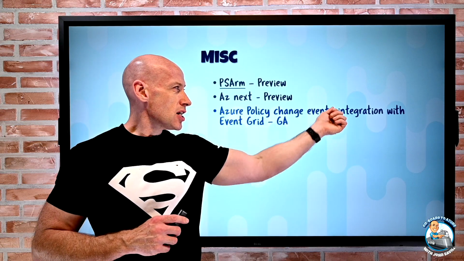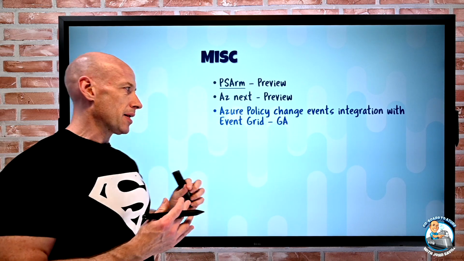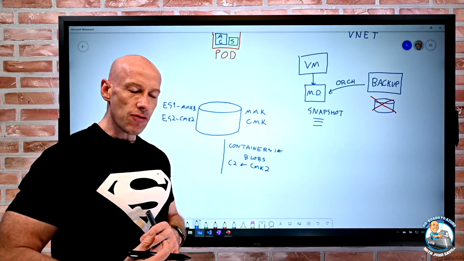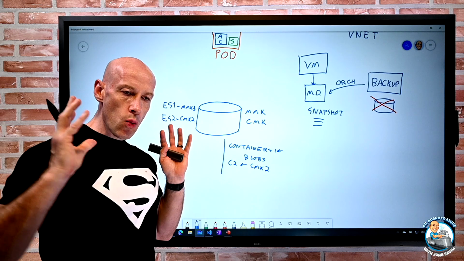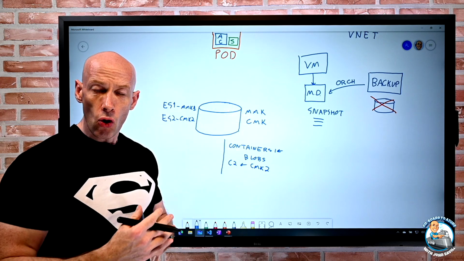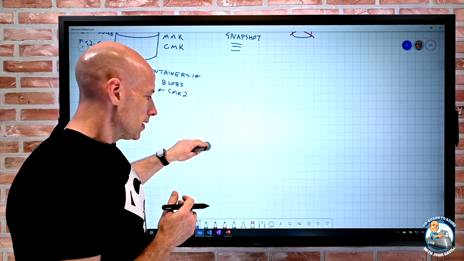Azure Policy Change Events now integrates with Event Grid. So what does that mean? So obviously Azure Policy is great at the ARM level to say, hey, this is what I want things to be, and it can either audit if things aren't or actually enforce it. Now let's say I'm just auditing.